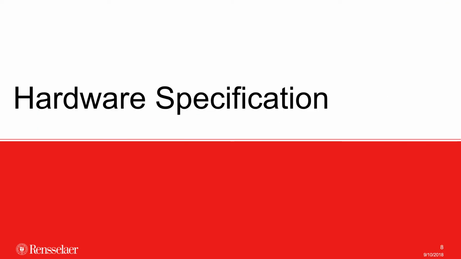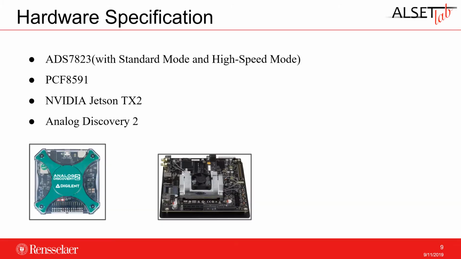Then let's talk about the hardware specification. As I mentioned in the objectives, I'm going to use two types of analog to digital converter, ADS7823 and PCF8591. The ADS7823 has two modes, the standard mode and the high-speed mode. I'll also use the Jetson TX2 to run the CNN model and do the inference job, and the Analog Discovery 2 will be used for generating signals.